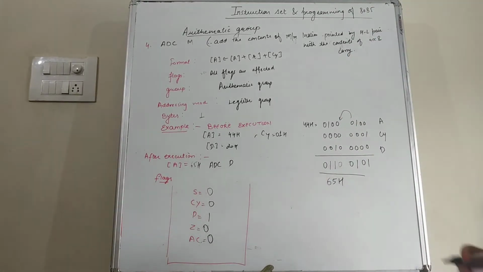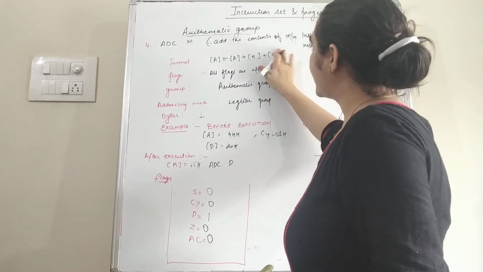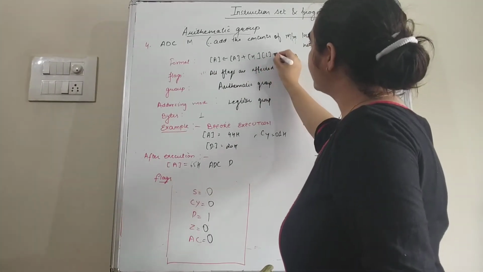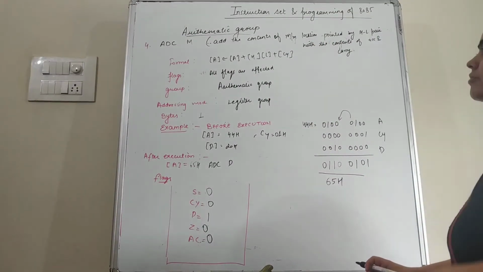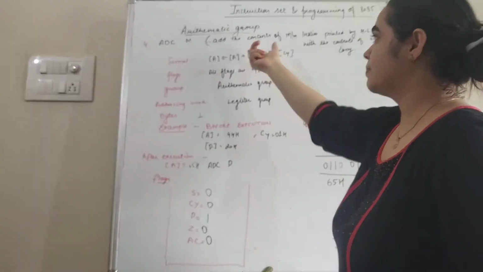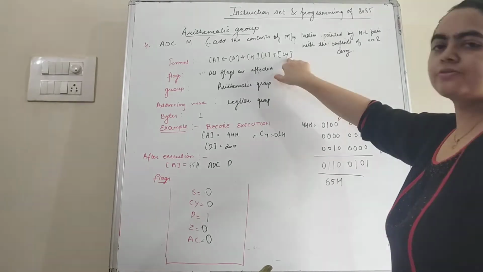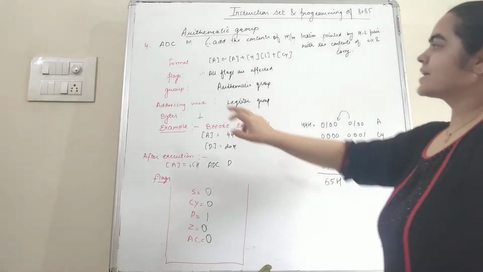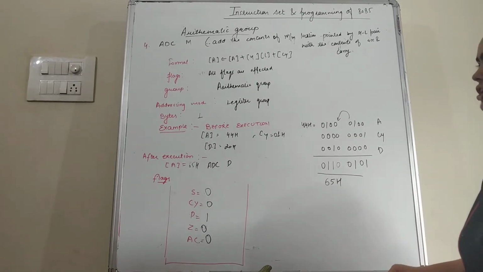So this means we can add the contents of the accumulator with the contents pointed to by the HL pair and with the carry flag. Whatever value is present in the address stored in the HL pair, we can add it to the accumulator as well as the carry flag. Next is the flag: all the flags are affected by this instruction.